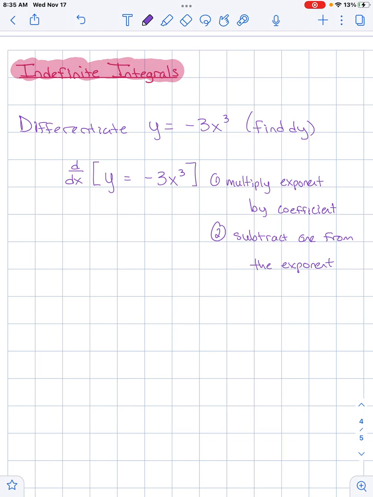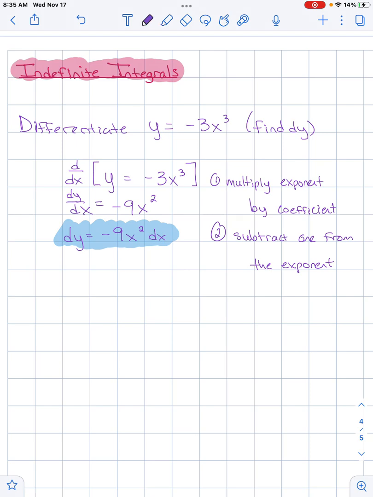So let's find this derivative. Derivative of y, dy over dx, of negative 3x cubed. So I multiply 3 times negative 3, that's negative 9. And then I subtract 1 from that exponent, so that's x squared. And then finally, to find dy, I'm going to isolate that dy. I'll move the dx over to the other side, like so. This is what's called a differential. This is dy, this is the change in y as x is changing.